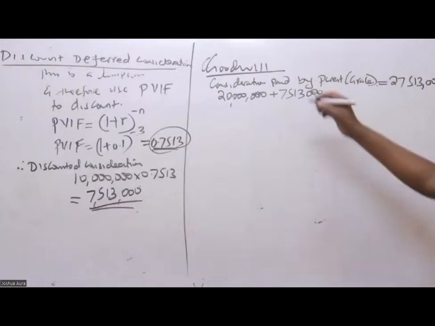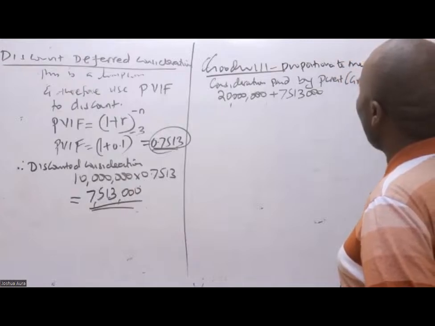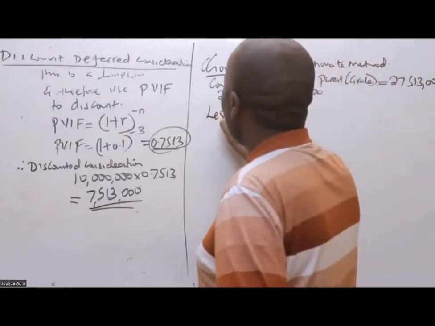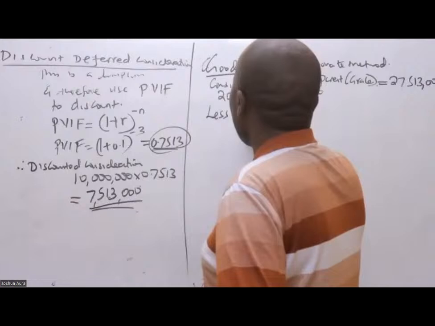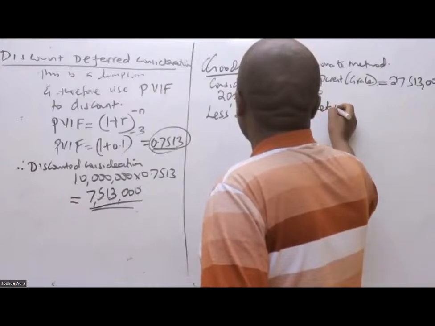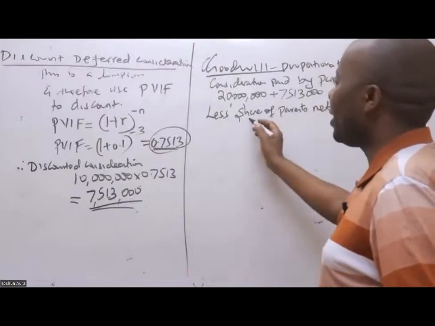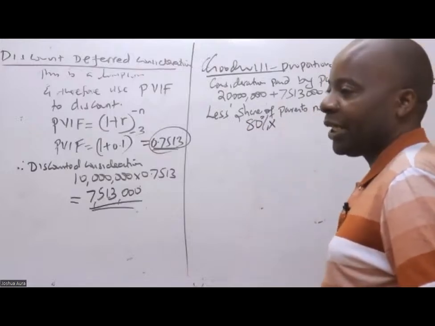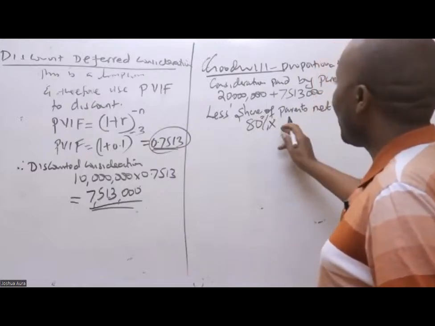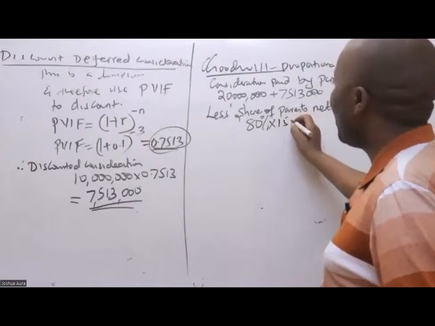Remember here, if it's the proportionate method, we are not bringing in anything to do with NCI, but we shall come here nonetheless. Share of parent's net assets. I believe Grace bought 80%. So 80% of the net assets of the subsidiary, which were 15 million.